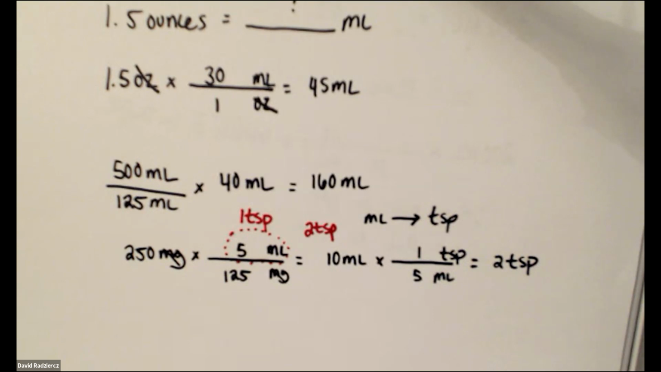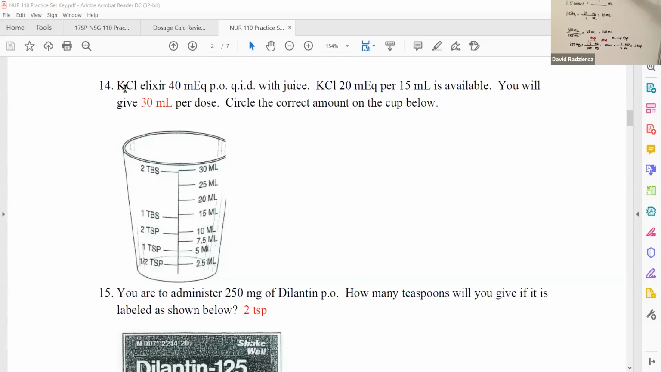All right. So someone asked for number 14. Oh, okay. So we kind of discussed this one, but let's go ahead and do that. So what I'm going to do is share my screen just so anyone that's watching the replay can see. So number 14, we're going to talk about KCl, which stands for potassium chloride. The order is 40 milliequivalents PO QID with juice, and the available, what's in stock, is potassium chloride 20 milliequivalents per 15 mL. And we want to know how many milliliters to give per dose.